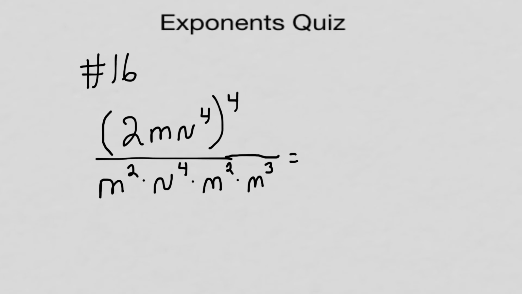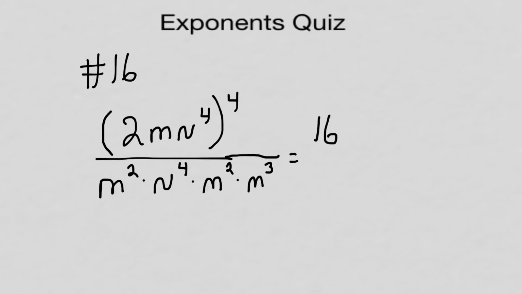All right, 16 through 20, the last 5 problems are a little complicated, so let's go through these kind of slow. On top, I've got the exponent outside the parentheses. So that exponent is going to apply to all 3 things on the inside, the 2, the m, and the n to the fourth. So 2 to the fourth is 2 times 2 times 2 times 2, which is 16.